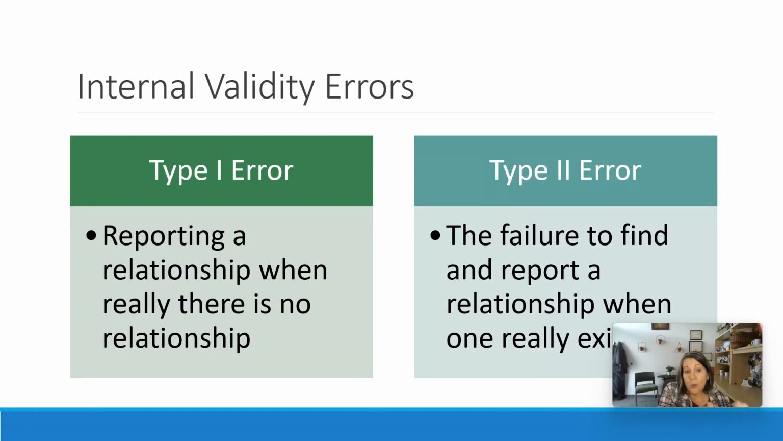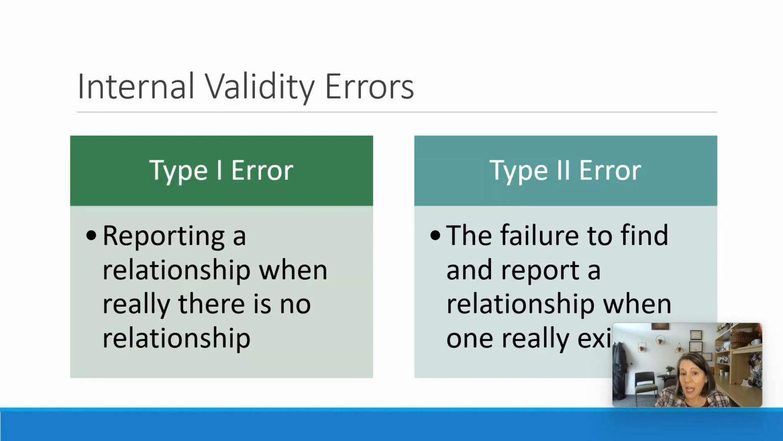You can have a type 1 error, where you report a relationship when there really is no relationship. It happened by accident. So remember, we have a 5% chance of the statistical significance happening by chance. So you can have a type 1 error when there's really no relationship at all. Often that happens when you have too many variables. You're looking at too many things, and just by random, one of them happens to hit within the statistically significant.